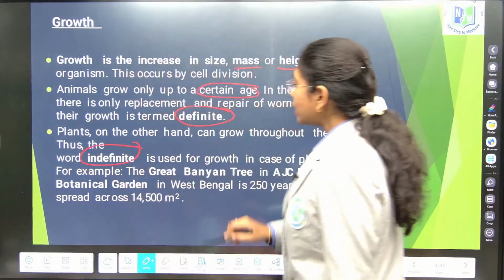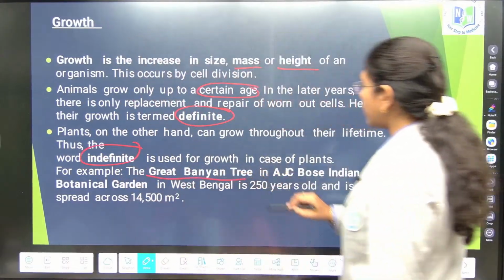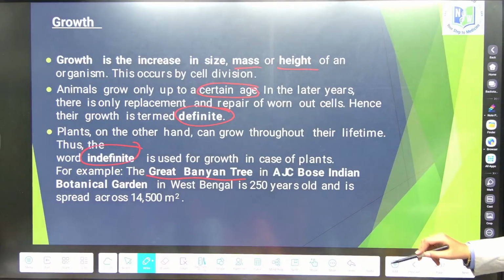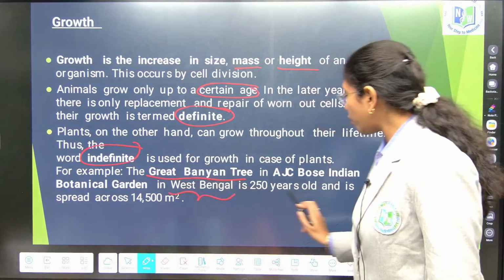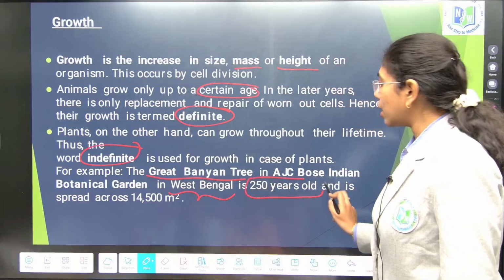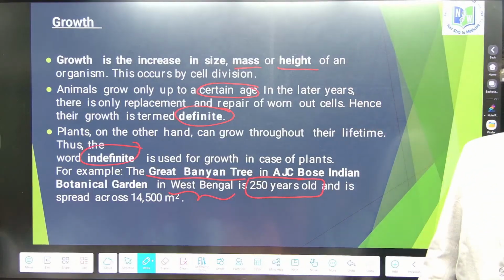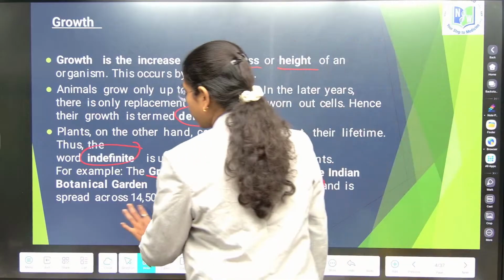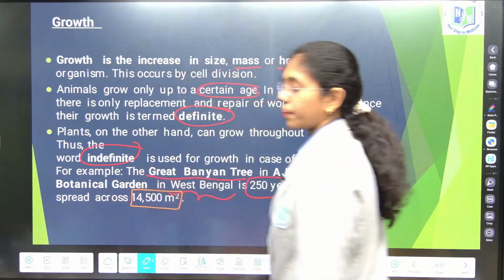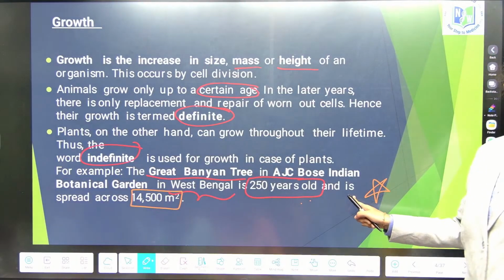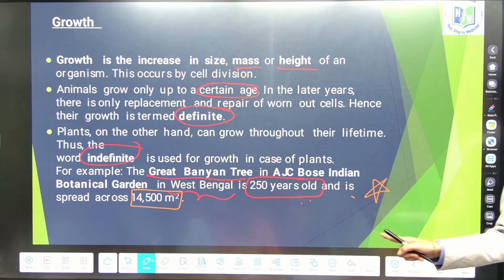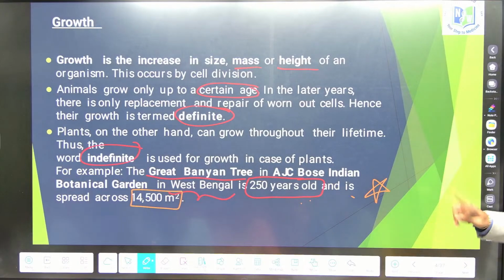An example is given, the great banyan tree in J.C. Bose Indian Botanical Garden, which is in West Bengal, is of how many years? 250 years old, and it has spread how many acres? 14,500 meters square. This is important. Statement not from the NCERT but your Telugu Academy. Can expect a statement for EAPCET.